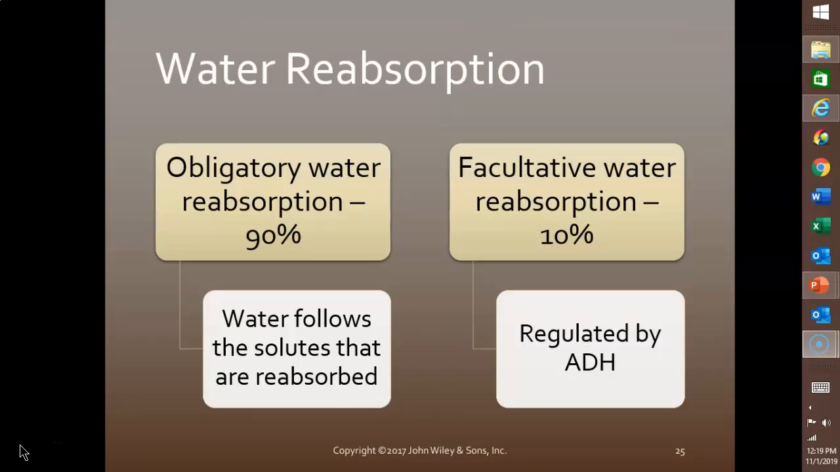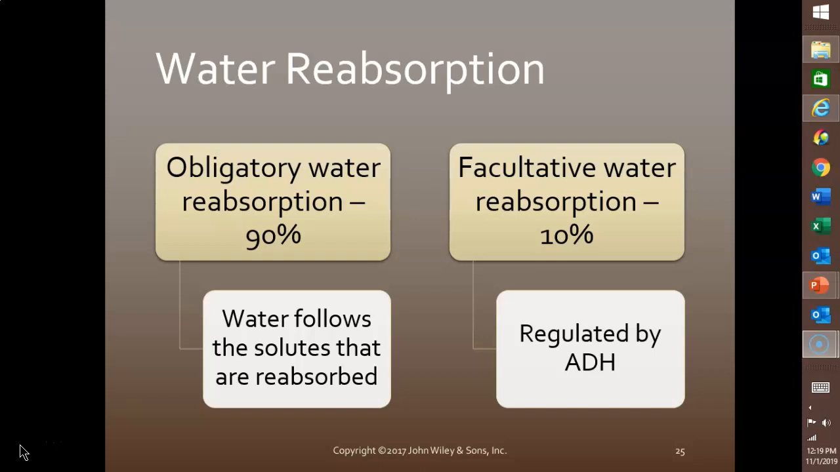About 90% of reabsorption of water filtered by the kidneys is going to occur along with the reabsorption of solutes like sodium and chloride and glucose. Water reabsorbed with solutes in tubular fluids is called obligatory water absorption because the water is obliged to follow the solutes when they're reabsorbed. This type of reabsorption occurs in the proximal convoluted tubules and the descending limb of the nephron loop because these segments of the nephron are always permeable to water, so the water passes across very easily.